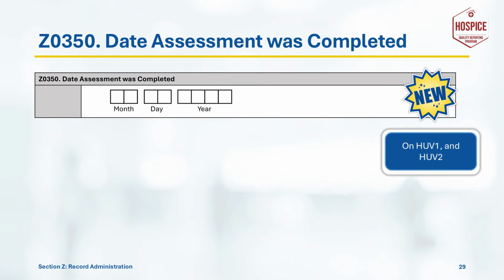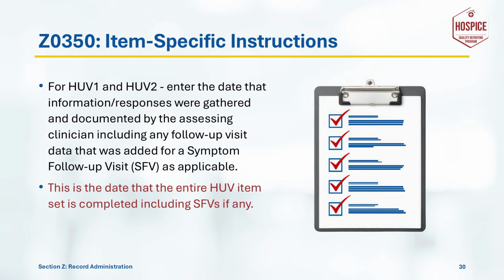So here's the new item, Z0350, date assessment was completed. This item is collected only on the HUV time points. To complete this item on HUV1 and HUV2, enter the date that the assessing clinician gathered the information responses, including any follow-up visit data that was added for a symptom follow-up visit, or SFV, as applicable. The date entered in Z0350 is the date that the entire HUV item set is complete, including SFVs if any were conducted.